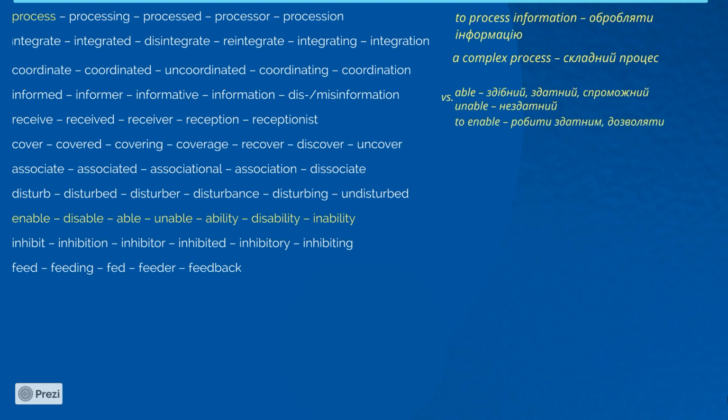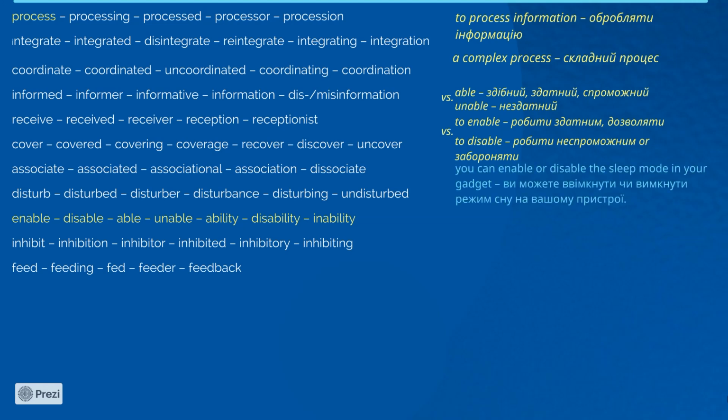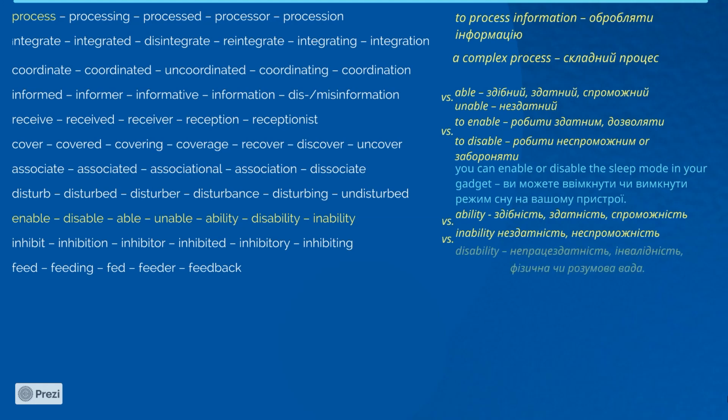Don't confuse it with enable, which is a verb, робити здатним, дозволяти. So the opposite verb is to disable, робити неспроможним or забороняти. For example, you can enable or disable the sleep mode in your gadget. Ви можете ввімкнути чи вимкнути режим сну на вашому пристрої. We still have 3 nouns to discuss. Ability, здібність, здатність, спроможність, and 2 opposites, inability, нездатність, неспроможність, and disability, which can have several medical meanings, such as непрацездатність, інвалідність, фізична чи розумова вада.